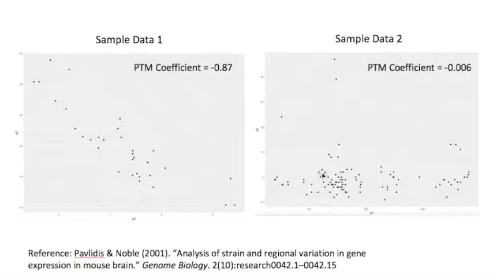In data 2, I selected these two data sets because I know that they're not correlated, as you can see by the scatter of the plots. There's no one straight line. They don't fit well upon a straight line. And when you run this sample data 2 through the script, it gives a PTM coefficient of minus 0.006, as in no correlation. Pavlides template matching was created by Pavlides and Noble, and here's the reference to their paper.